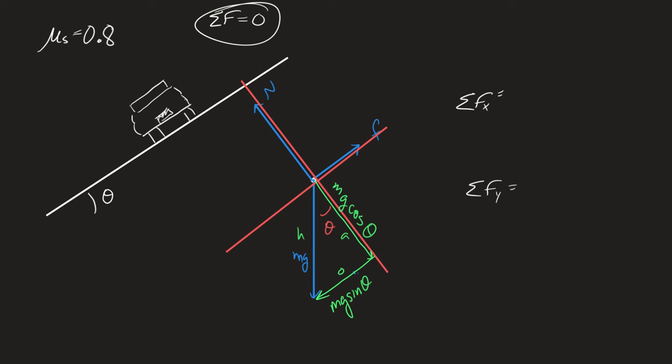Either way, if I make down the ramp positive and up positive, then if these two equal 0, I get mg sine theta minus friction equals 0, and normal minus mg cosine theta equals 0. This is the result of an inclined plane that has friction. If it's accelerating, then probably one of these equals ma.